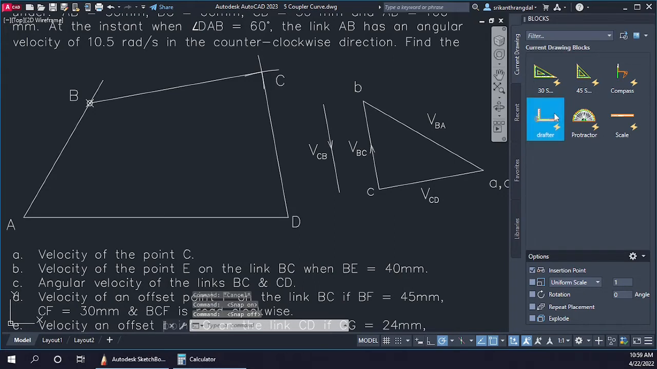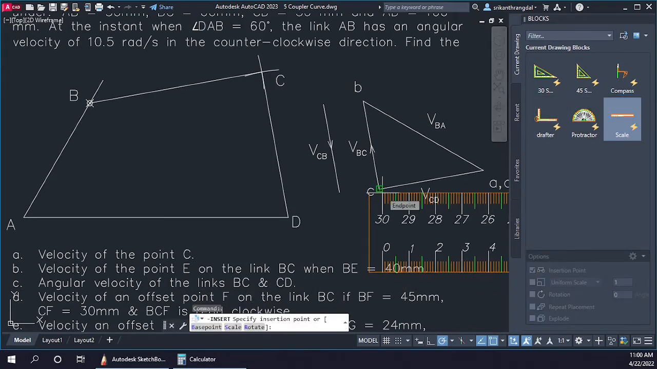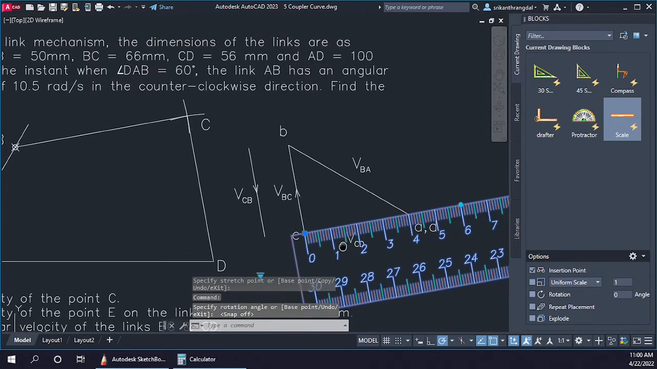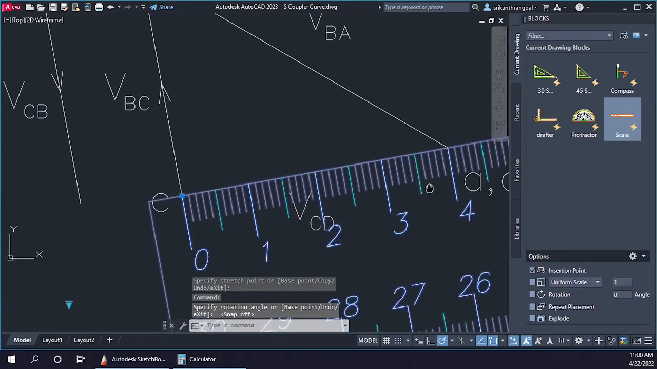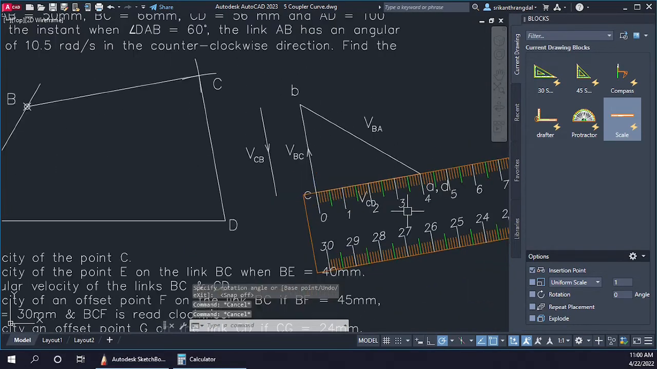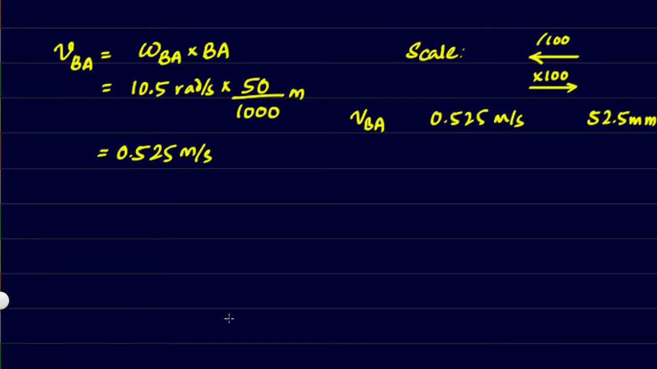So let's again go ahead and measure it. You can just take a normal scale, and we need to place the scale parallel to this and see what the length is. We are getting almost exactly 4 centimeters. So this 4 centimeters we have to take here. So this is how we are finding the velocity of c with respect to d.